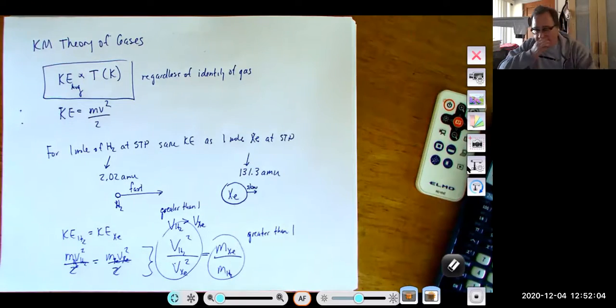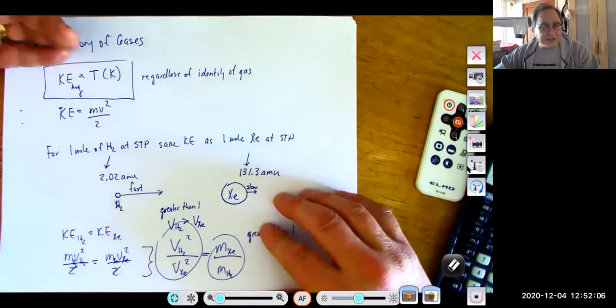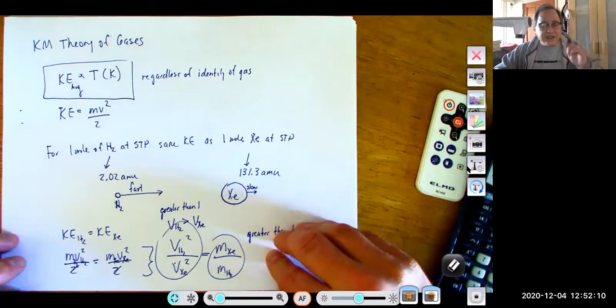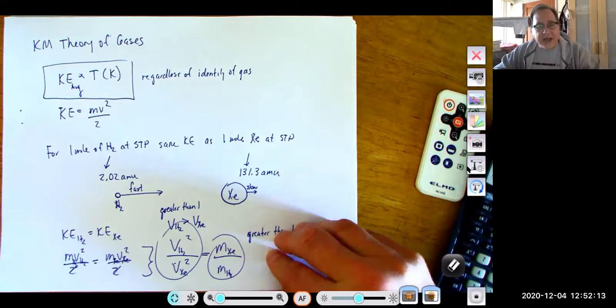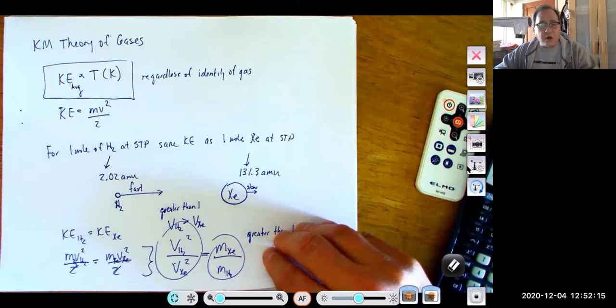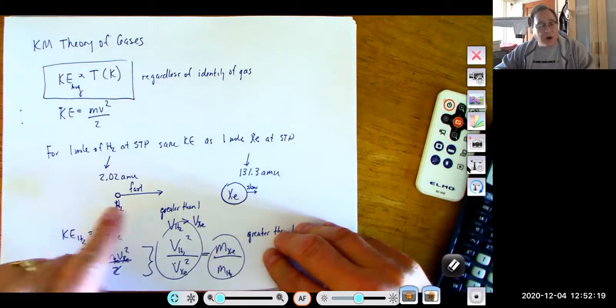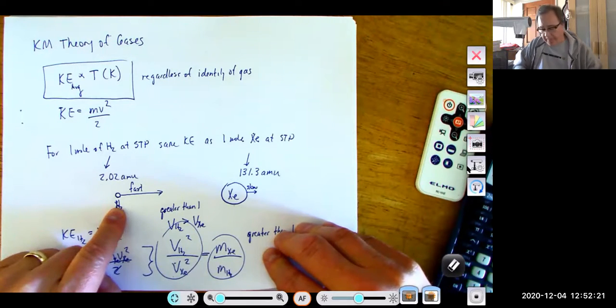Okay, so here's one of the ideas that you have to understand: the kinetic energy is the same regardless of the gas, but the way that works is that large molecules are moving more slowly and small ones are moving faster. The other thing you have to understand is that there is a distribution of velocities.